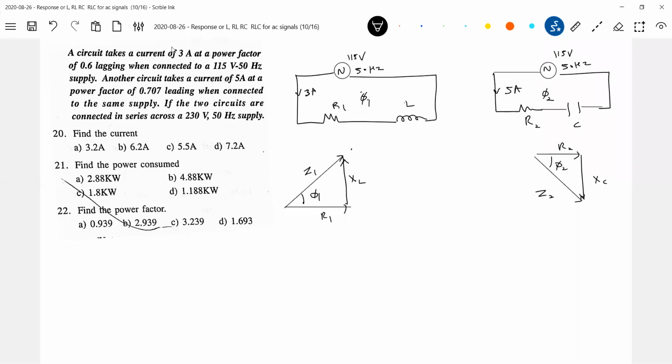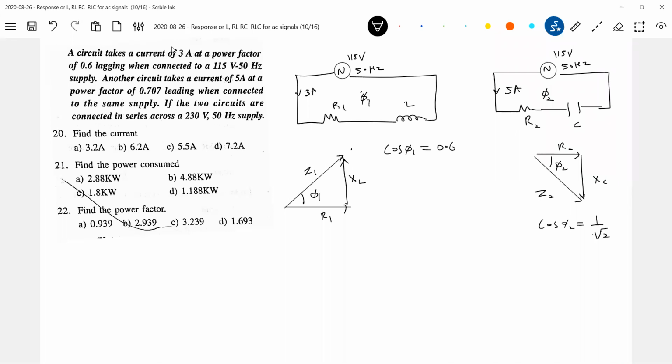Do we know cos phi value? We don't have. We have only VRMS and IRMS. This 3 ampere is IRMS. So what we know is the power factor cos phi 1 is equal to 0.6. I'll write it. What all is given? Cos phi 2 is equal to 1 by root 2. 1 by root 2 is 0.707.